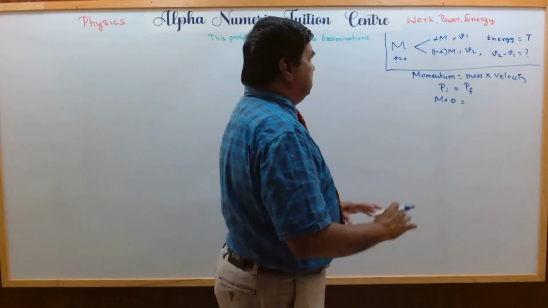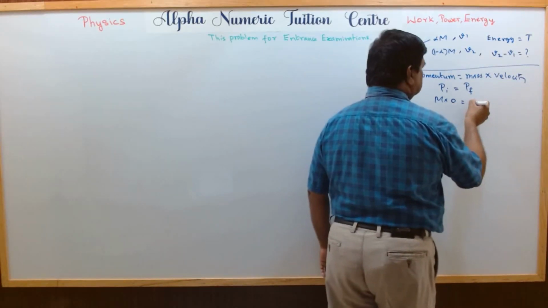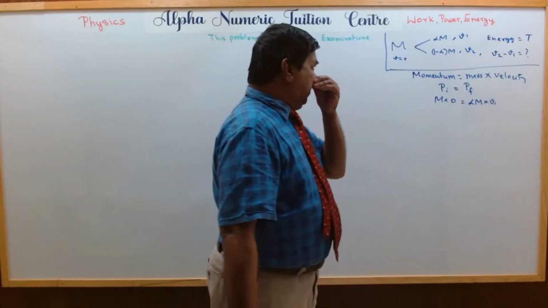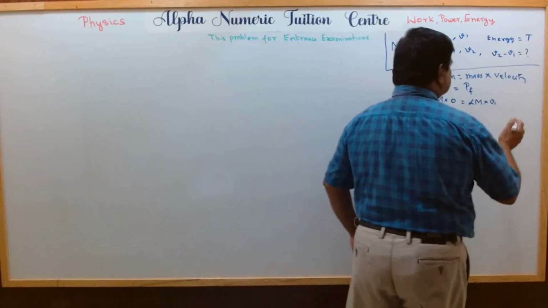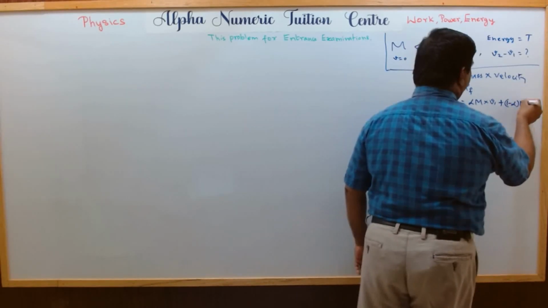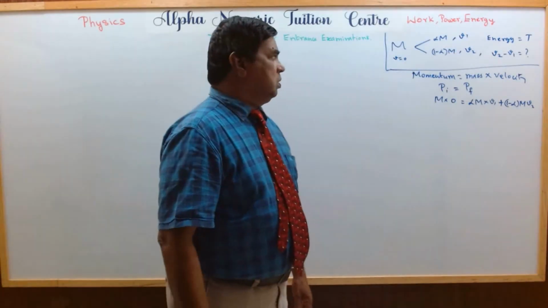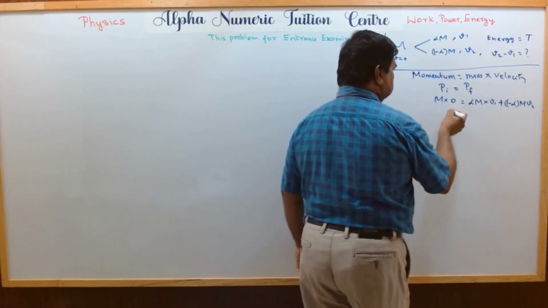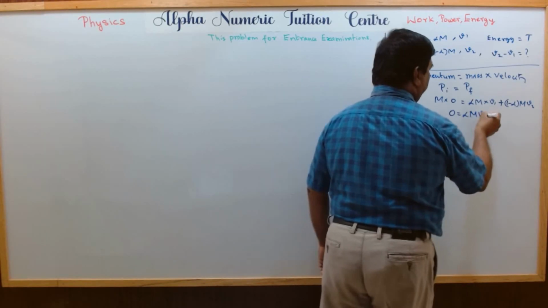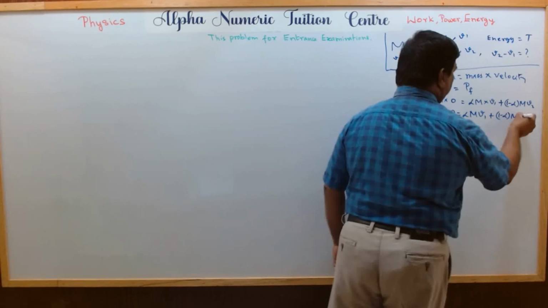But finally there are two masses with different velocities. One mass is alpha M with a velocity of v1, and another mass is 1 minus alpha M with a velocity v2. Now M into 0 is 0. So alpha M v1 plus 1 minus alpha M v2.